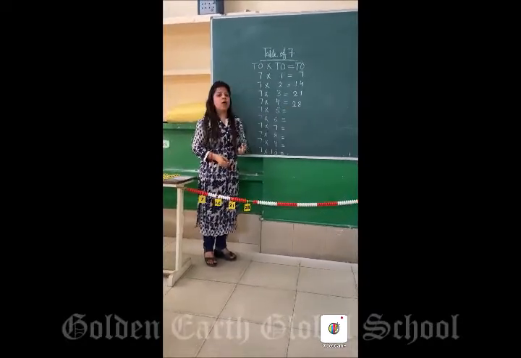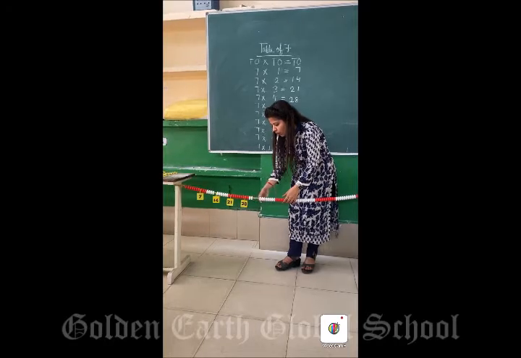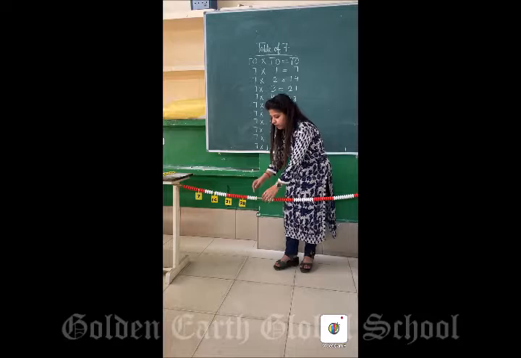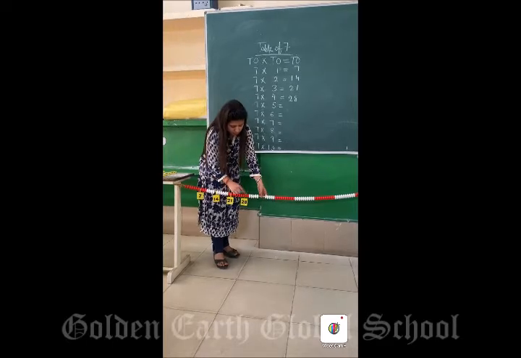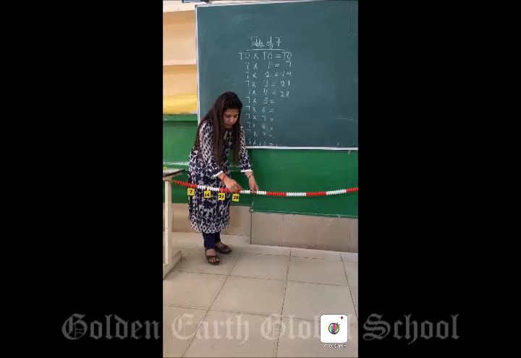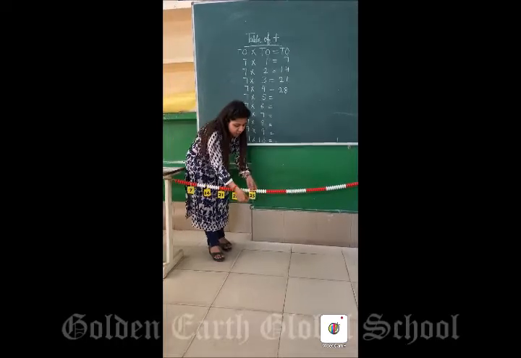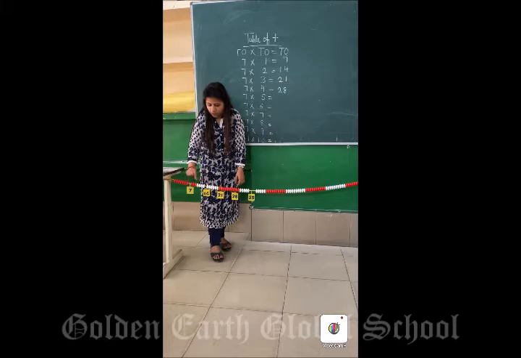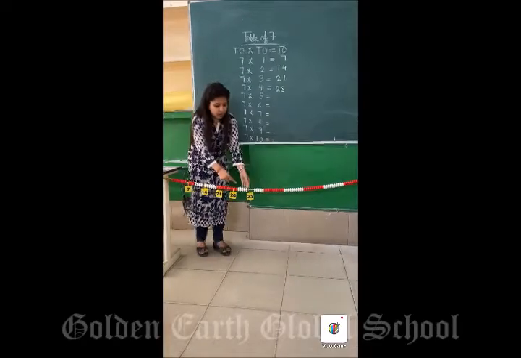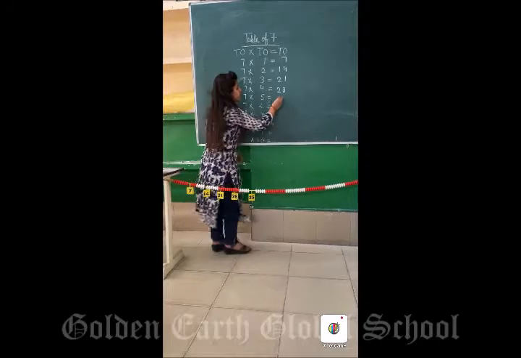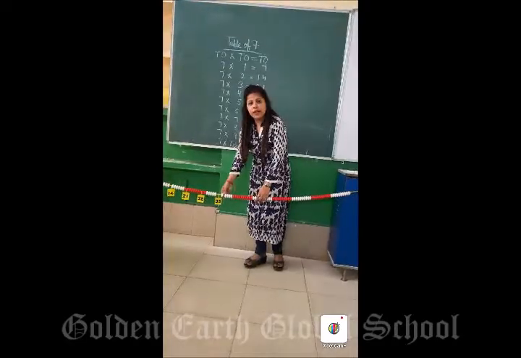7 4s are 28. Again we will count how many beads? 7. 1, 2, 3, 4, 5, 6, 7. यहाँ पे कौन सा टैग है? Yes, 28. Now what comes after 28? 29, 30, 31, 32, 33, 34, 35. So here we will put a tag of 35. And how many pairs are there? 1, 2, 3, 4, 5. That means 7 5s are 35. कौन सा टैग पुट किया हमने? 35. 5 under ones and 3 under 10s. 7 fives are 35. Again, we will count more 7 beads.